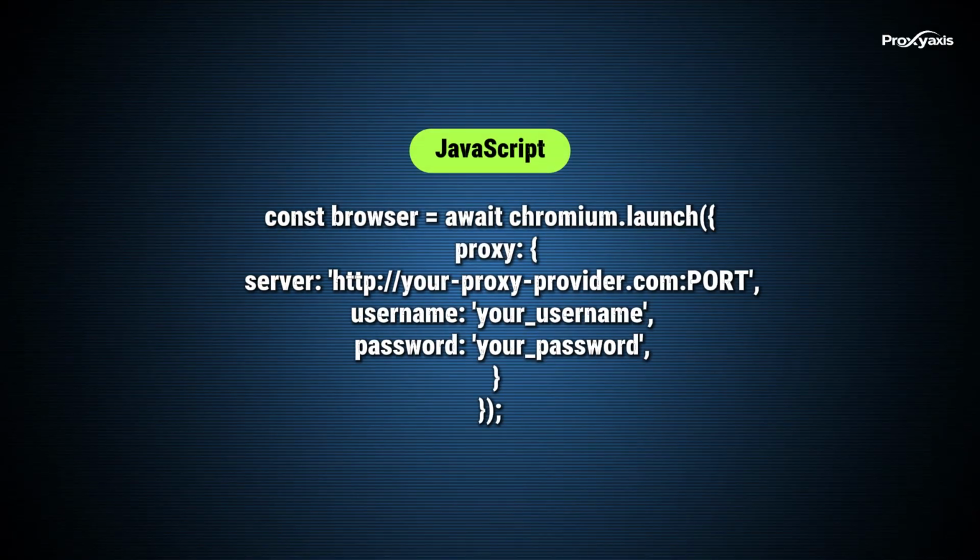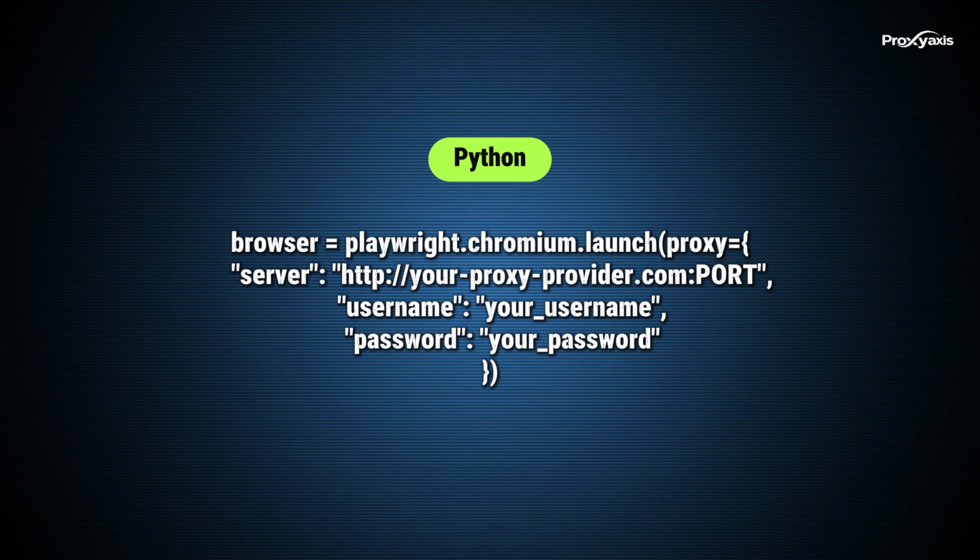Now let's make this actually useful. Here's how to plug a proxy into Playwright in about 60 seconds. In Playwright, whether you're using JavaScript or Python, you pass the proxy config when launching the browser. In JavaScript, it looks like this. That's it, 3 lines. Every request your Playwright script makes now routes through your proxy.